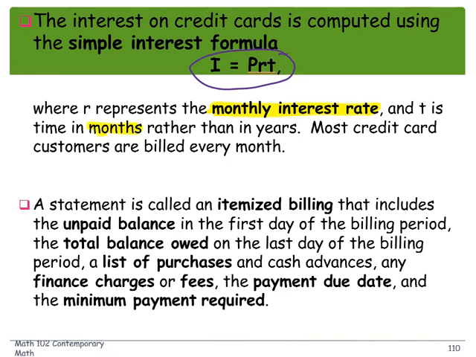Most credit card customers are billed every month. A statement is an itemized billing that includes the unpaid balance on the first day of the billing period, the total balance owed on the last day of the billing period, a list of purchases and cash advances if available, any finance charges or fees, the payment due date, and the minimum payment required.